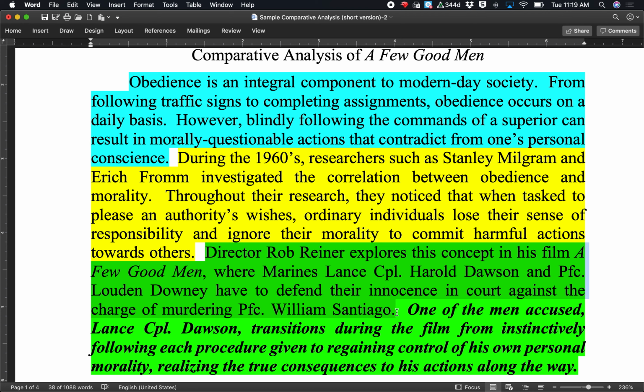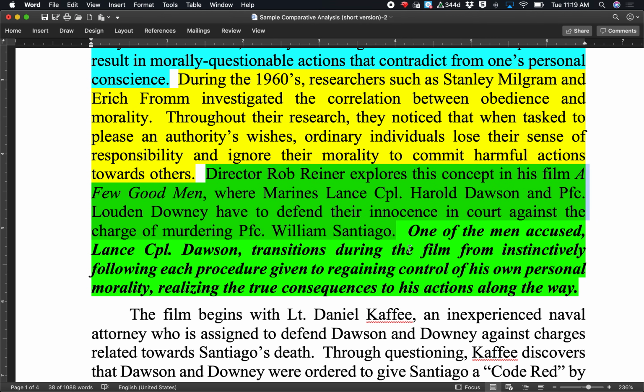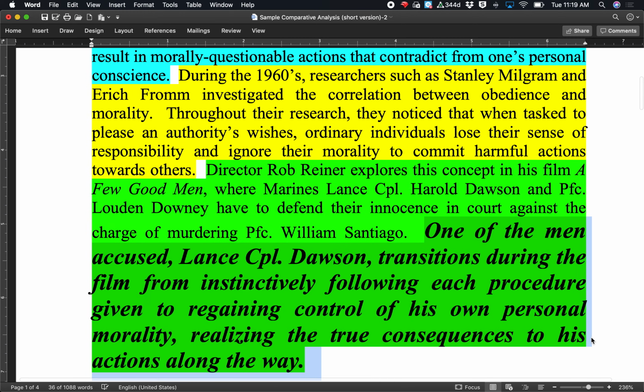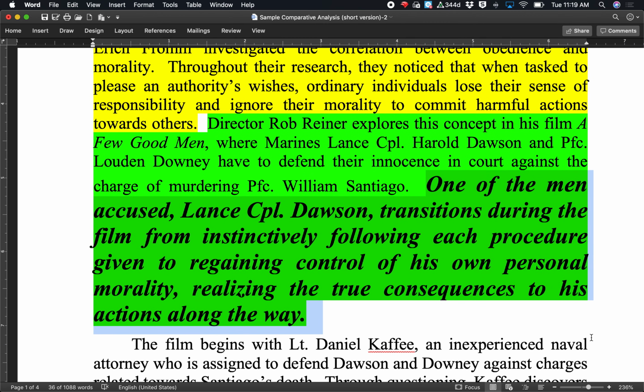Do you need to go into a lot of detail in the introduction? No. Just tell us what the film is generally about. And then we have a thesis statement. I'm going to have someone read the thesis statement, and I want you to figure out what this paper is going to be about just based on your reading of the thesis statement.